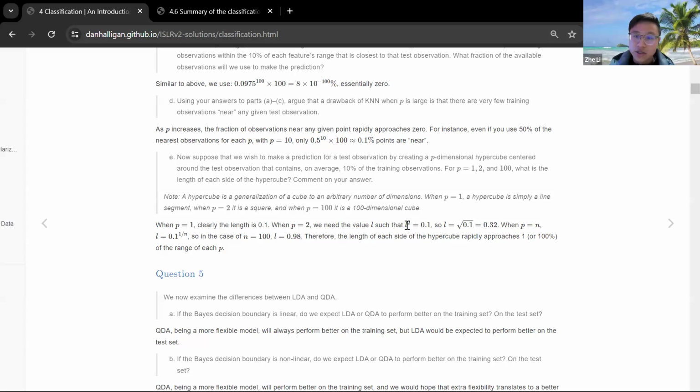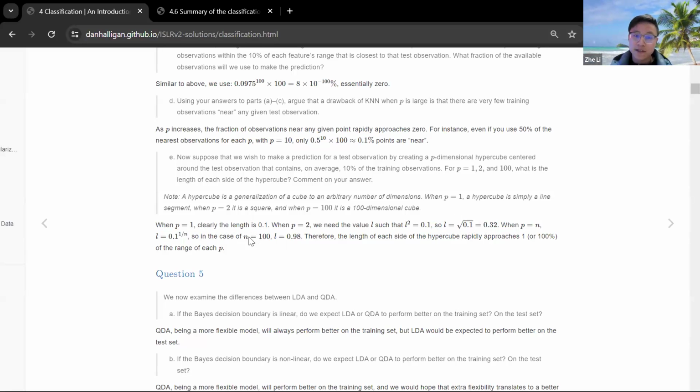So the length of each side has to be the square root of 0.5, which is 0.32, almost 3 times larger than the one that we use in the one-dimensional case. And if this p increases, the length follows this function.